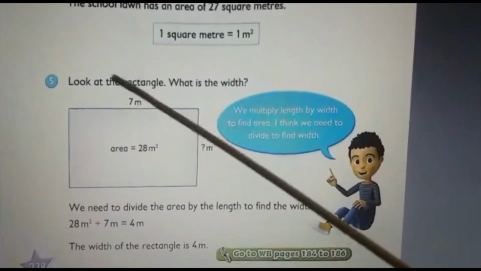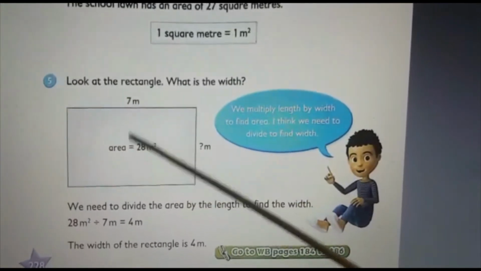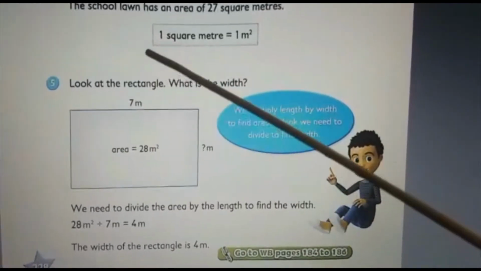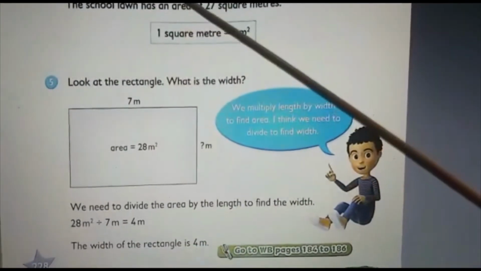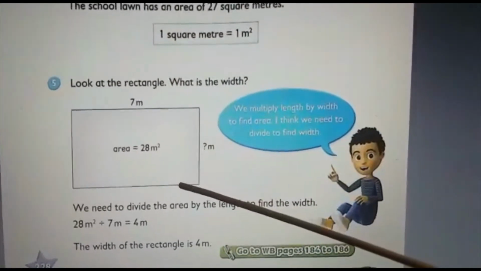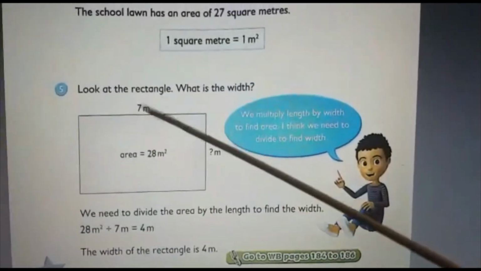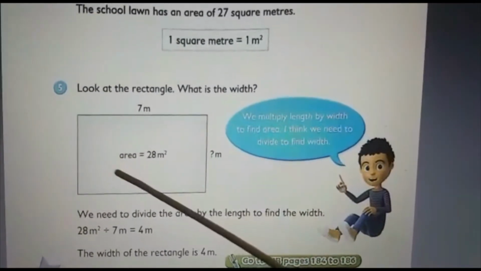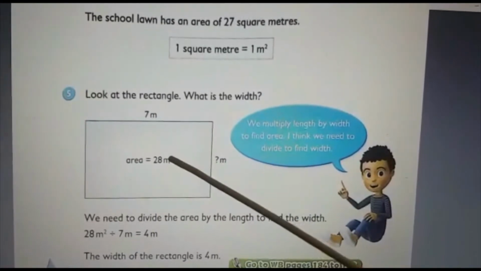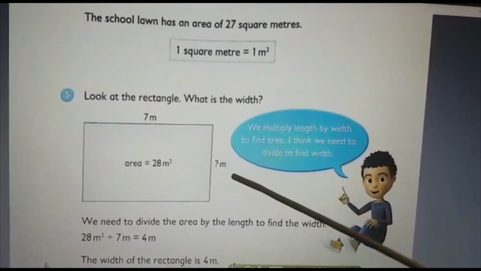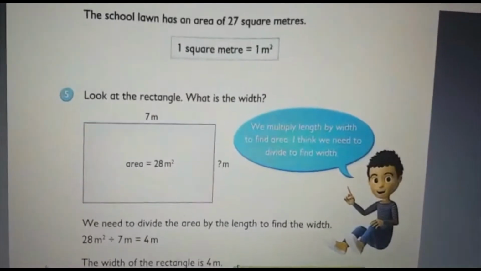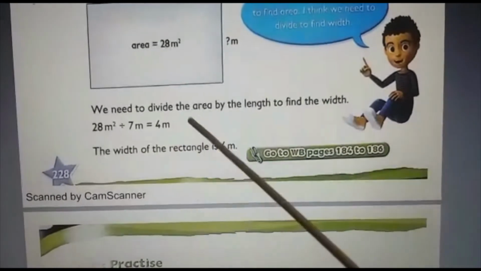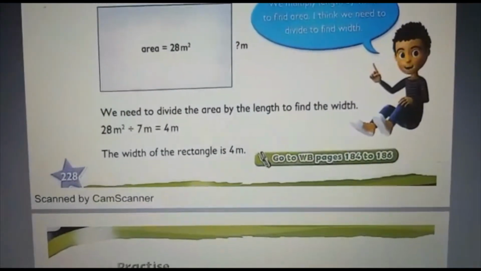It is 28 divided by 7. What is 28 divided by 7? Just think the multiplication of 7. Where 28 comes? 7 times 1, 7, 7 times 2, 14, 7 times 3, 21, 7 times 4, 28. So what is 28 divided by 7? It is 4, is it? So it is 4 meter only, no need of square. When the answer is area, it is meter square or centimeter square. Here 7 meter and this will be what? 4 meter. Is it clear? That is 28 meter square divided by 7 meter, that is equal to 4 meter. So the width is 4 meter.